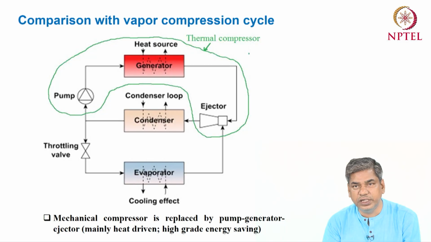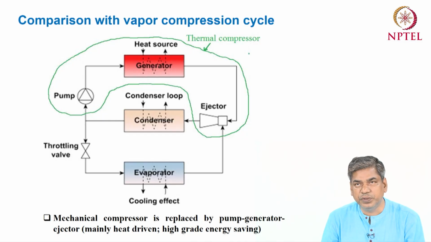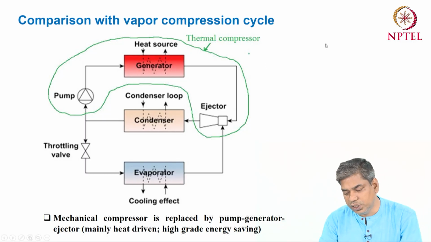What I have already discussed is that the condenser, evaporator and throttle valve are basically the same devices used in the vapor compression cycle. Instead of the vapor compressor in a vapor compression cycle, we are using the combination of the ejector, generator and pump. This combination is also called the thermal compressor, because thermal energy is used instead of a compressor to compress the vapor from the evaporator pressure to the condenser pressure.